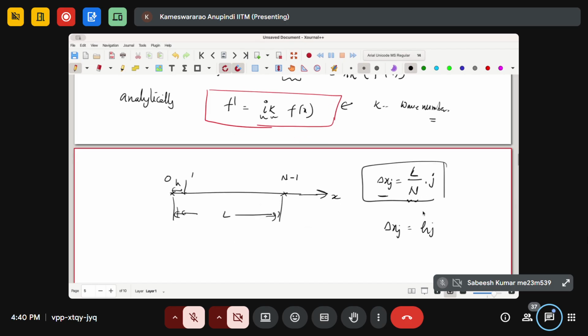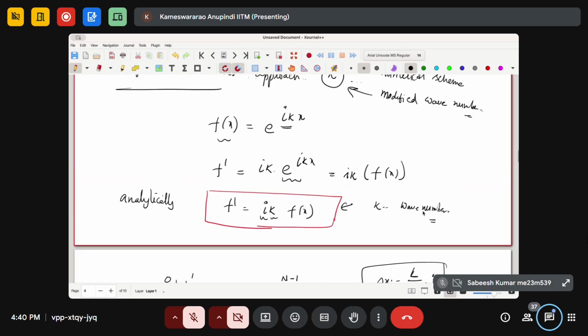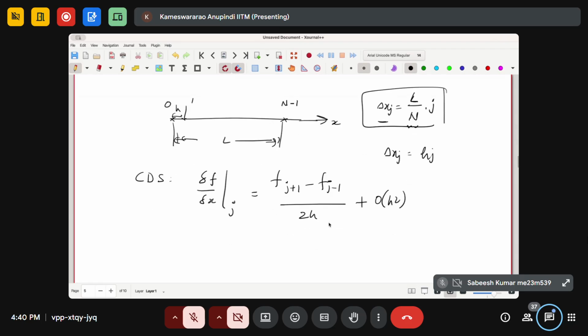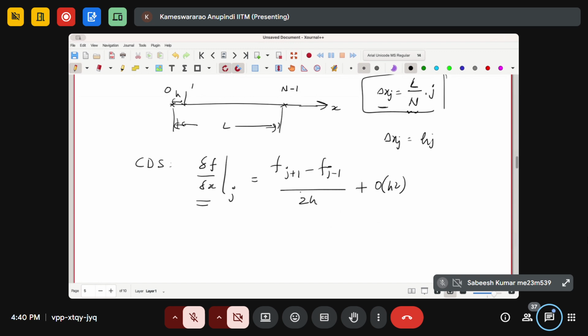Then let me also apply a particular scheme, let us say the central difference scheme. That means I want to calculate delta f by delta x at a particular point j. As we have seen before, this is f of j plus 1 minus f of j minus 1 divided by 2h plus order of h squared. So this is our first derivative using the central difference scheme to second order accuracy. This is the simplest we can write.